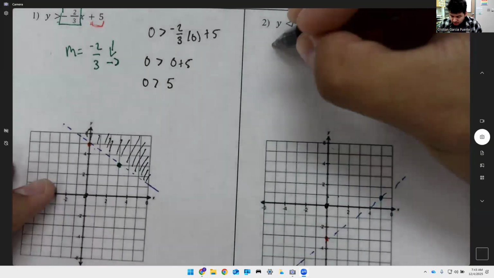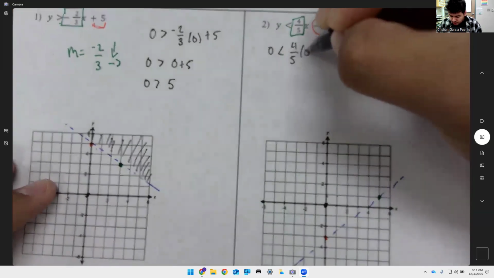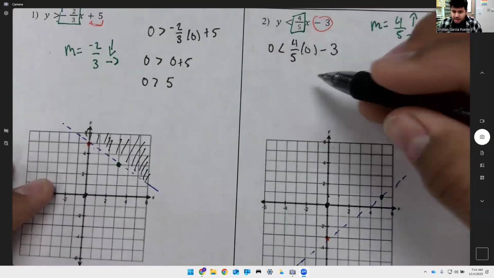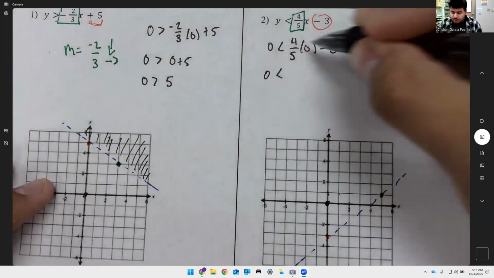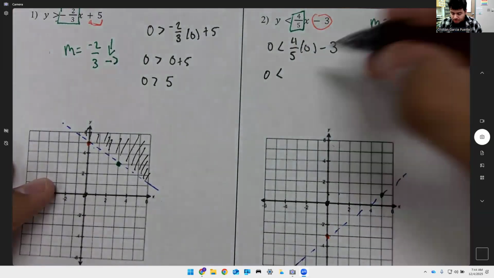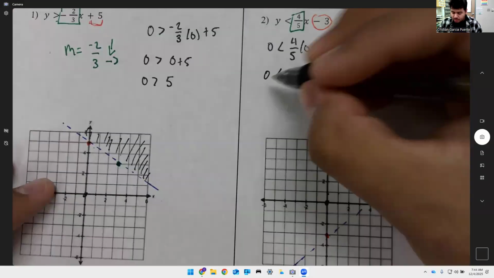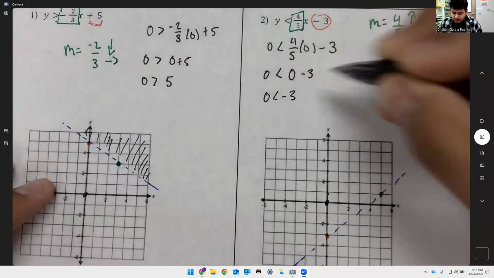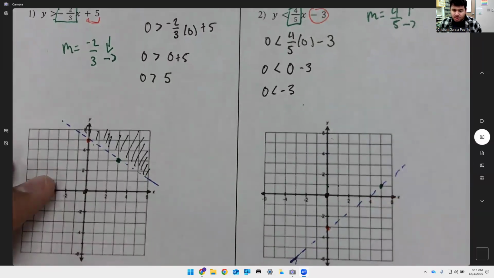So 0 is less than 4 over 5, 0 minus 3. And then again, just simplify. So over here on the left, the 0 stays the same, the symbol stays the same. And again, what's 0 times anything? 0 times anything is just going to be 0. And then minus 3. But what's 0 minus 3? That's negative 3. Now, is 0 smaller than negative 3? No, because negatives are smaller than 0.